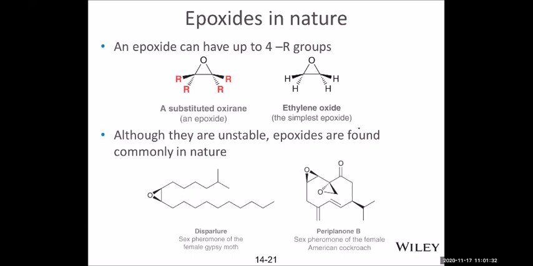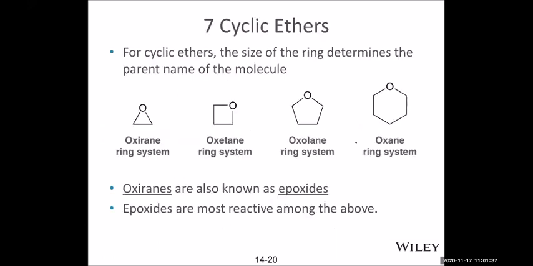The epoxide, as you can see, is the 3 carbon. It's related to cyclopropane with one of the methylene groups, CH2, replaced by oxygen. And the name in the IUPAC name is oxirane. Oxirane. Also, we call it epoxide.